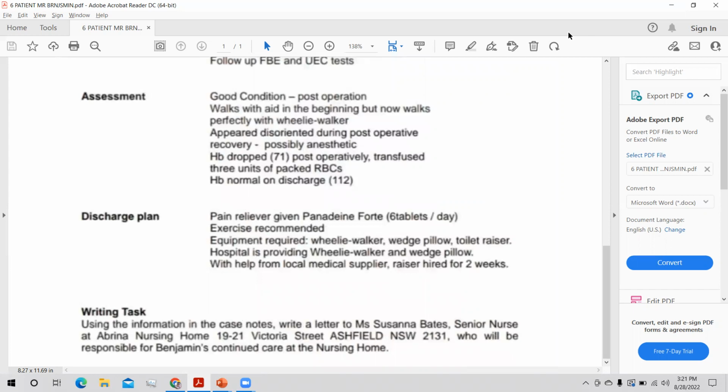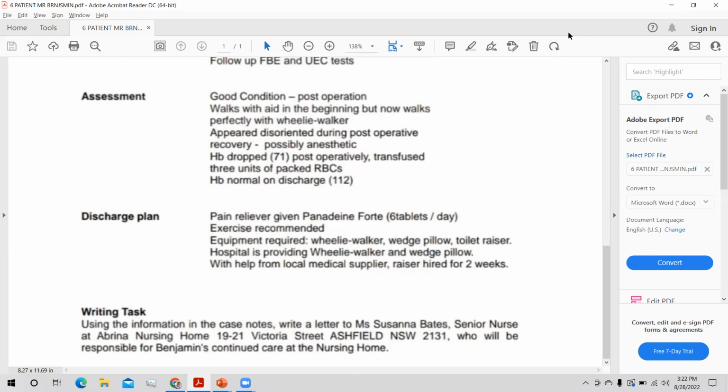There will be a heading called writing task, and we have to read and understand that portion clearly. So we are going to read that portion. Using the information in the case notes, write a letter to Susanna Bates, senior nurse at Abrena Nursing Home, 1921 Victoria Street, Ashfield, NSW 2131, who will be responsible for Benjamin's continued care at the nursing home.